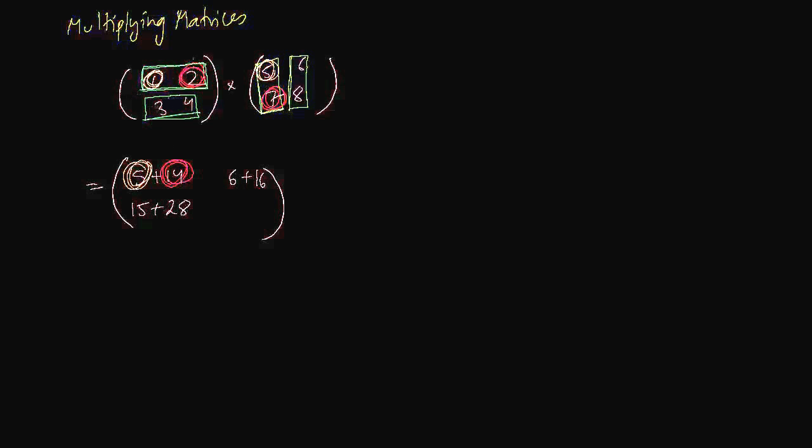Then we move on to the next column, which is 3 times 6 is 18 plus 4 times 8 is 32, and we simply add it. So 5 plus 14 is 19, 6 plus 16 is 22, 15 plus 28 is 43, and 18 plus 32 is 50.